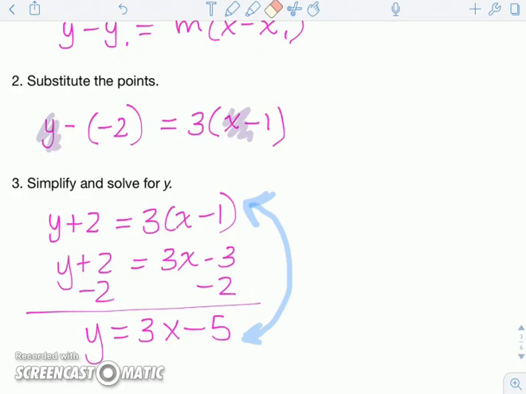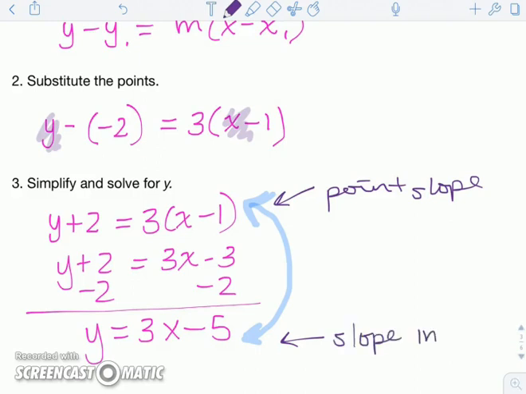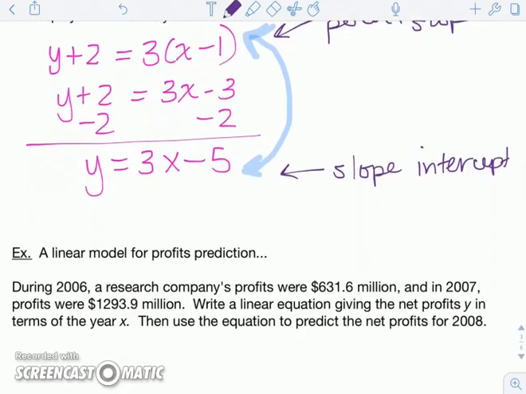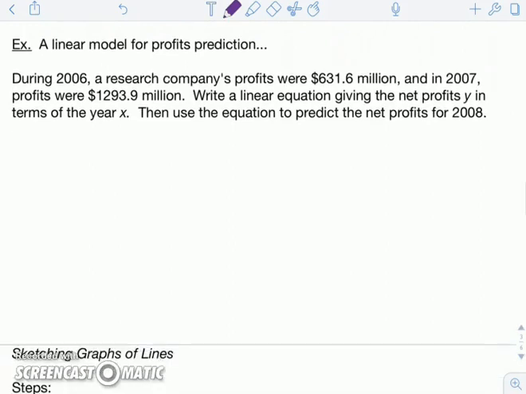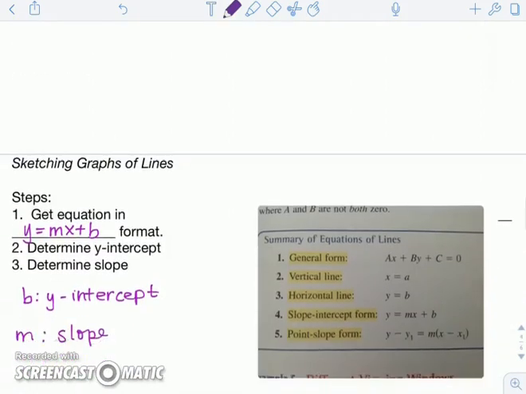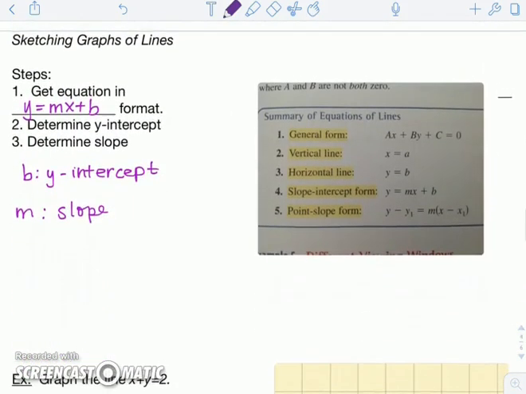So think about a $5 bill and 5 singles. They're worth the same thing, they just look different. That's what you're looking at here. This is point slope. And our bottom one is slope intercept, which we saw in 1.1. We're going to save this linear model profit prediction example for in class. So you can skip ahead to sketching graphs of lines.